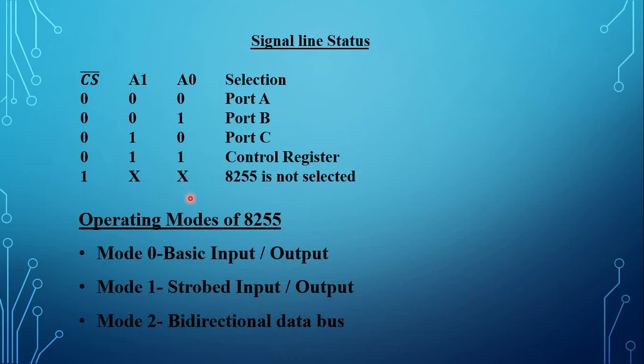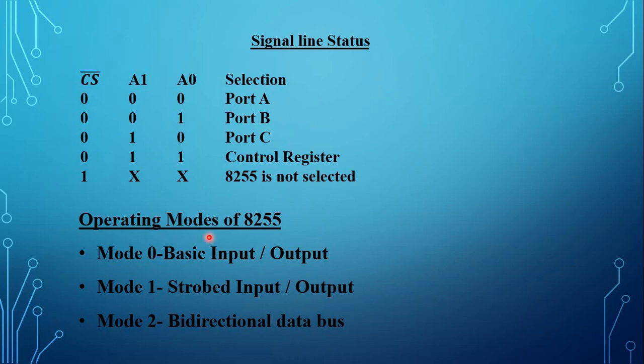Control word. The control section has an 8-bit register called the control register. The binary word written into this register is called the control word. The control word bits specify the I/O functions for each port. Then these are the operating modes of the 8255.